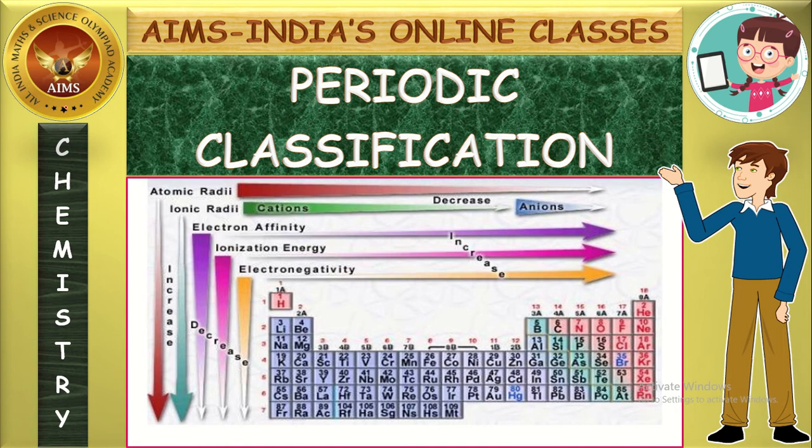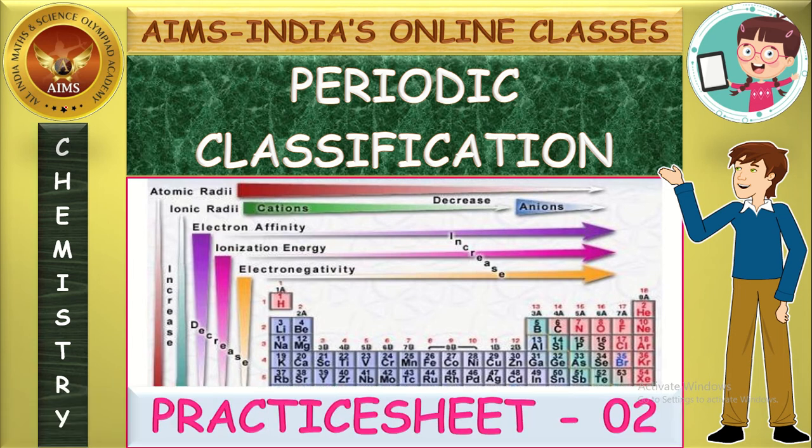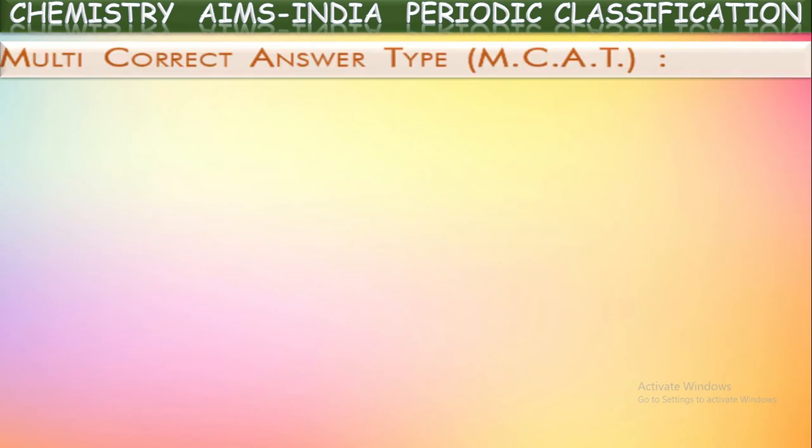Now, based upon all these concepts, we are going to see the practice sheet on this chapter. So here we are going to see practice sheet 2, which contains different kinds of questions like multi-correct answer type questions, comprehension paragraph, matrix matching, analytical approach. In this way, different kinds of questions we are going to see in this practice sheet. Let us start. First of all, let us see the multi-correct answer type questions from this chapter.